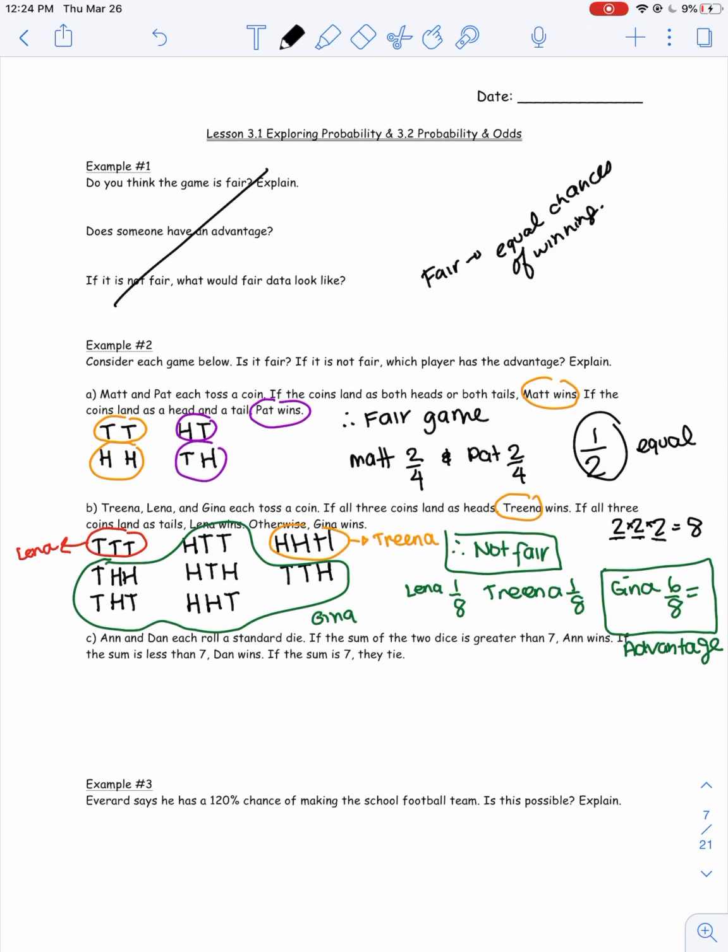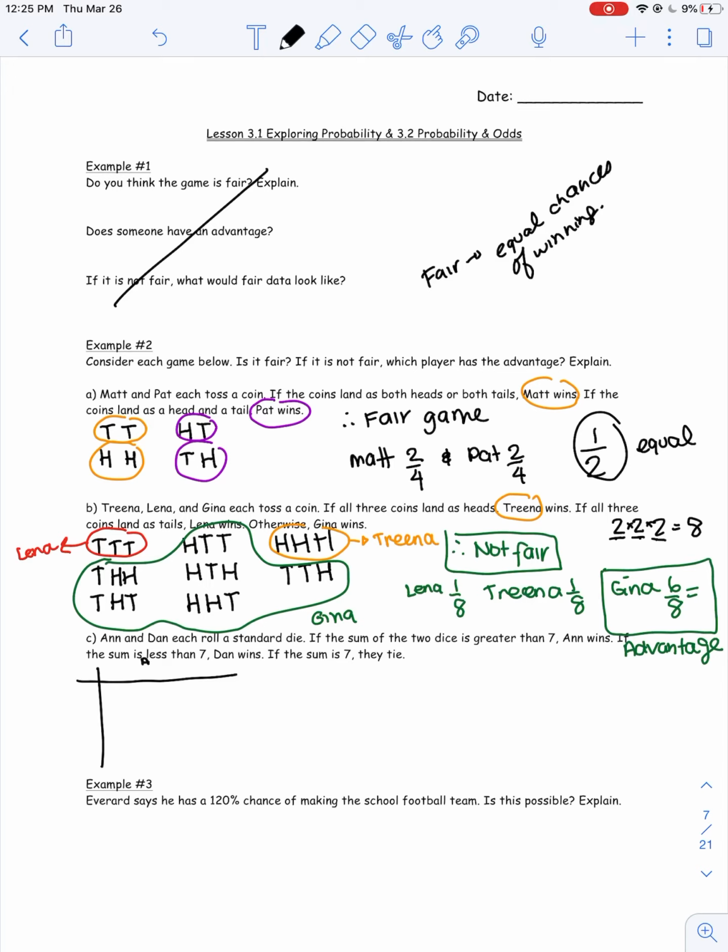Example C: Anne and Dan each roll a standard die. If the sum of the two dice is greater than 7, Anne wins. If the sum is less than 7, Dan wins, and if the sum is 7, they tie. So when they're each rolling a die and you have to find the sum or product, you're going to have to actually create a chart.